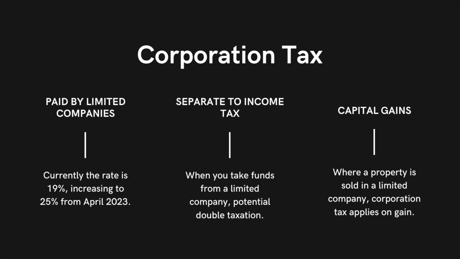So third, we've got corporation tax. This is paid by limited companies. Currently, the rate is 19%, but this is increasing to 25% from April 2023 onwards. This is the main rate for limited companies with profits under £50,000. Providing you've got no other associated companies, you will still have the first £50,000 worth of profits taxed at 19% and then increasing and so on.